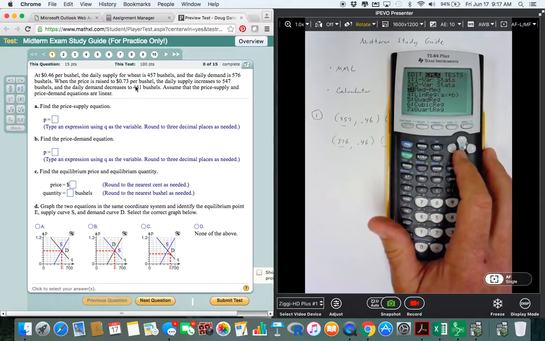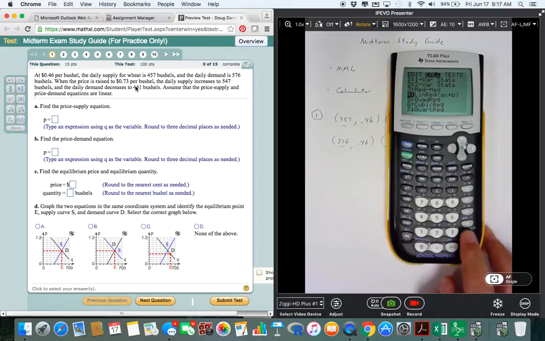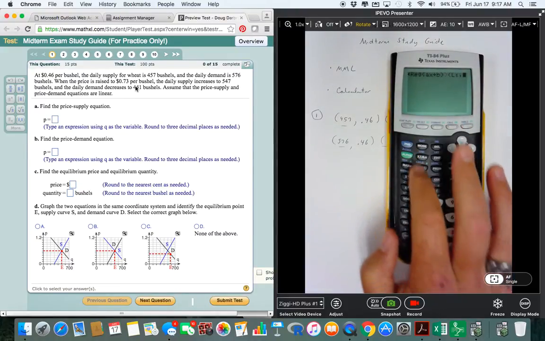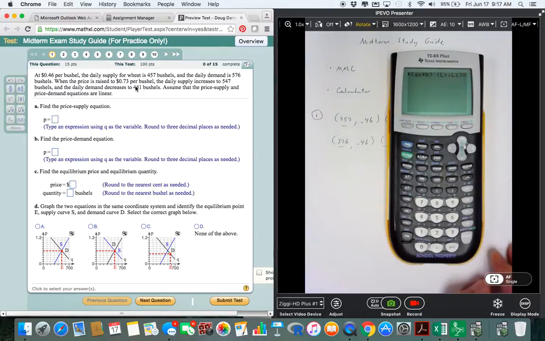Now what I would do next is what I've shown you in the videos. I would come down to linear regression. Then I would go left parenthesis L1 comma L2, because that's where I put my two values, my supply and my price. Now I can see that I have 0.003. Alright, so I'm going to come in here and do the price supply. So I'm going to have 0.003. And it tells me to use the variable Q.